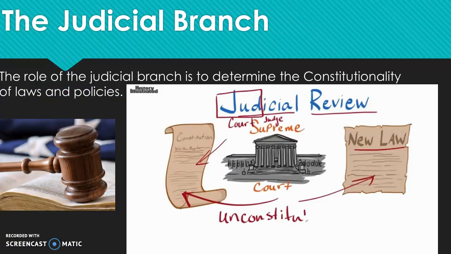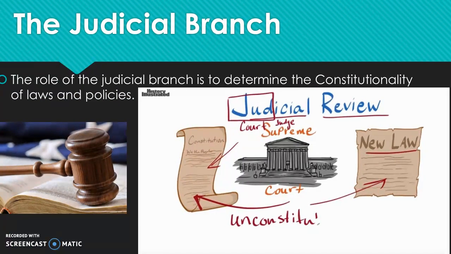The judicial branch is a really fascinating but seemingly smaller, not necessarily smaller, branch of government. The role of the judicial branch is to interpret the laws and to ultimately assess the legality of actions taken by private citizens and by the government, and to determine the constitutionality of laws that are passed.